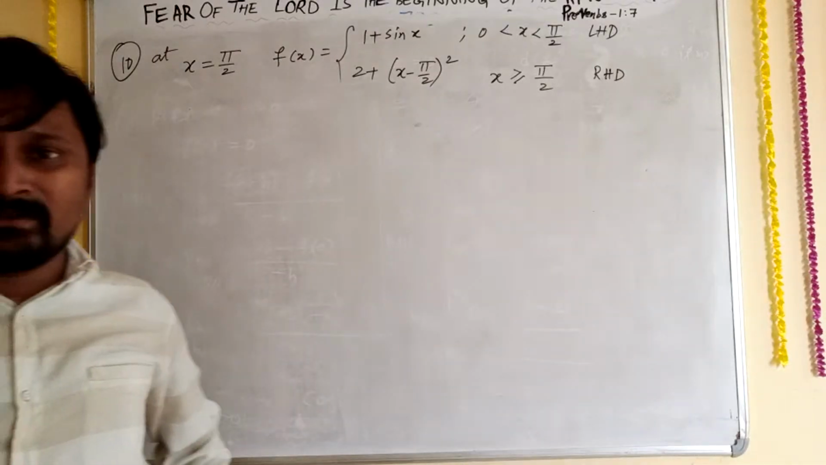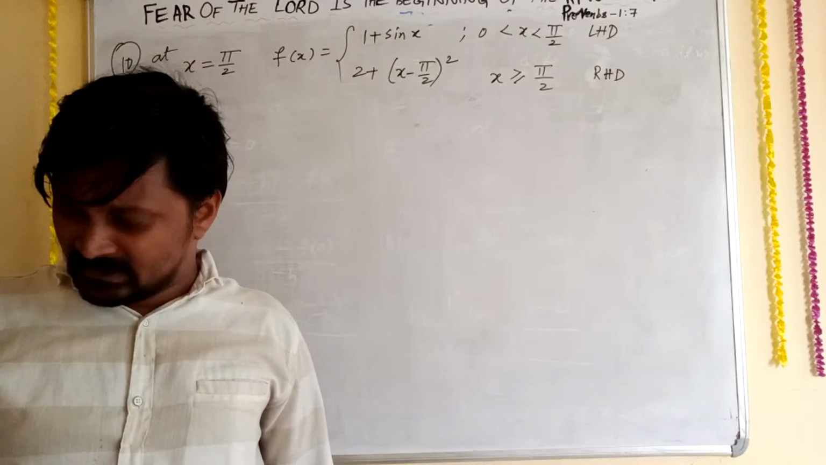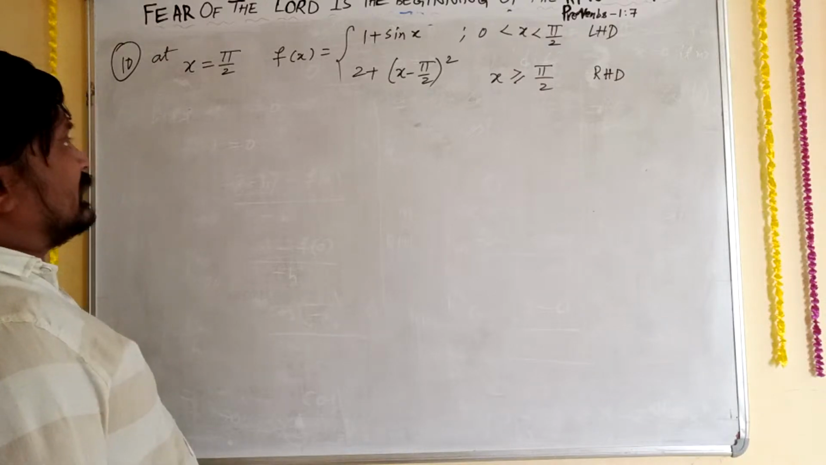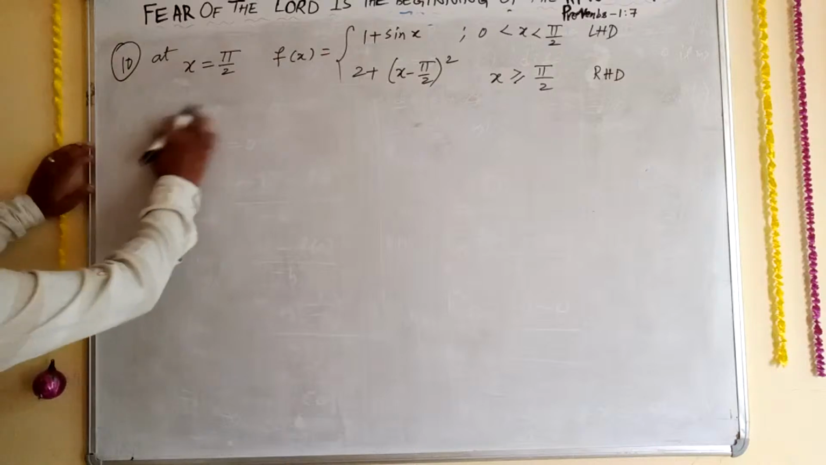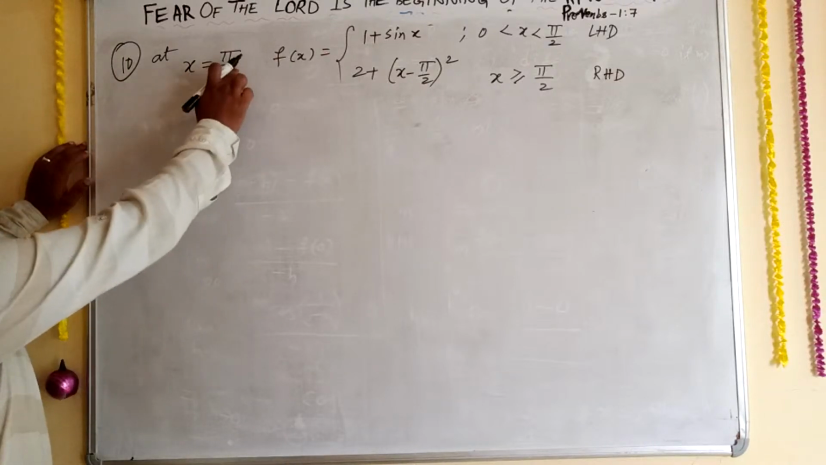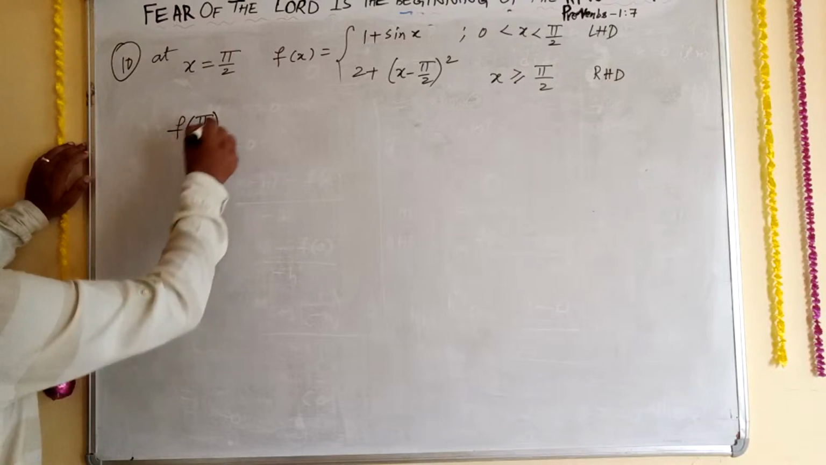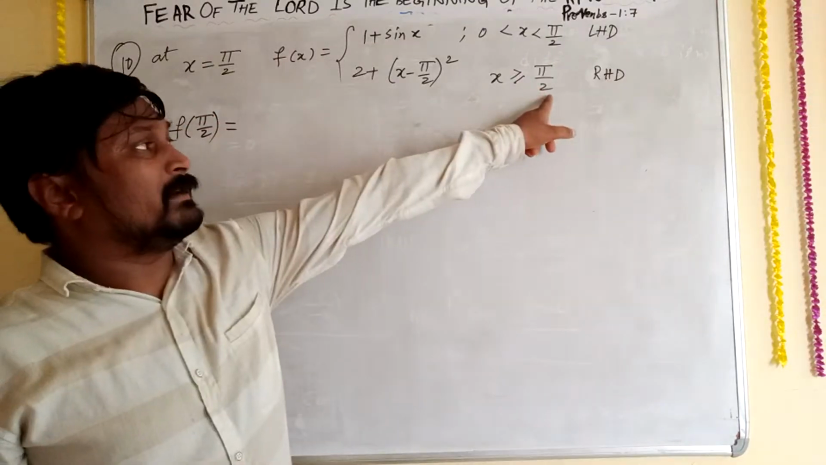Somebody had written the answer also. Two problems we have to complete, then it is going to be completed. So now we are going to solve this. First we'll go for the left hand derivative. Before going to that, at x is equal to pi upon 2, f of pi upon 2 we need to find.